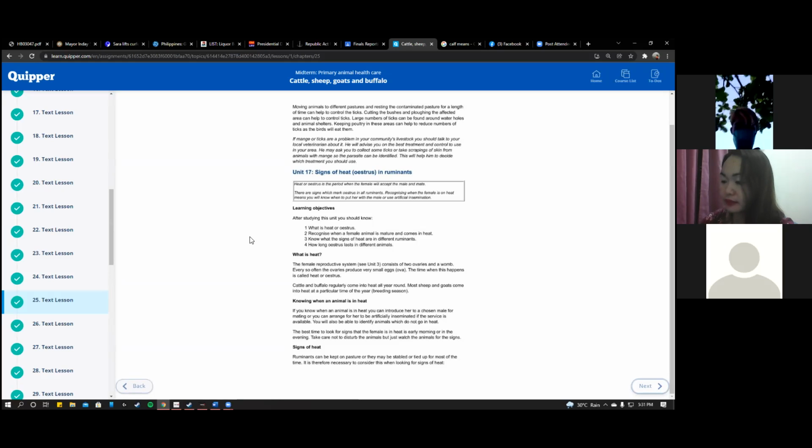Know what the signs of heat are in different ruminants. How long estrus lasts in different animals. So what is heat? The female reproductive system, you can see it in Unit 3, consists of two ovaries and the womb. Every so often, the ovaries produce very small eggs, which is the ova. The time when this happens is called heat or estrus.